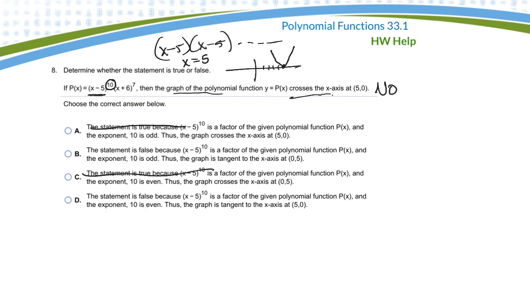So it's got to be either B or D. Statement is false because that is a factor of the given polynomial and the exponent 10 is odd. Well, 10 is not odd. Can't be that one. 10 is even. Thus, the graph bounces. I guess I should use the proper term in math. It'd be tangent to, so it would come down and bounce.